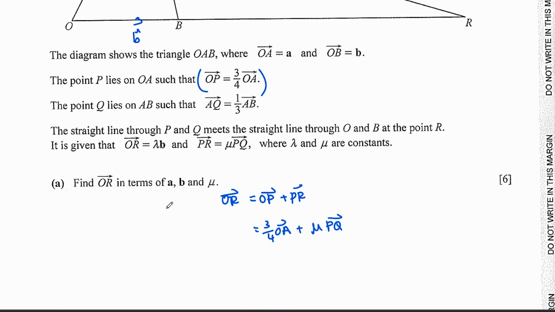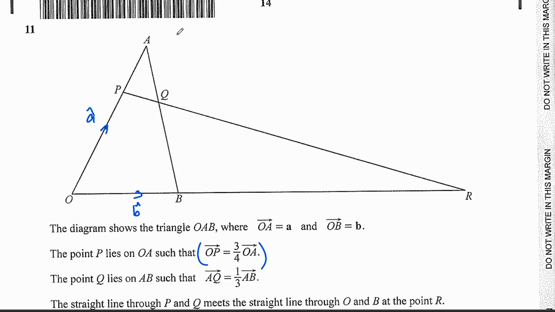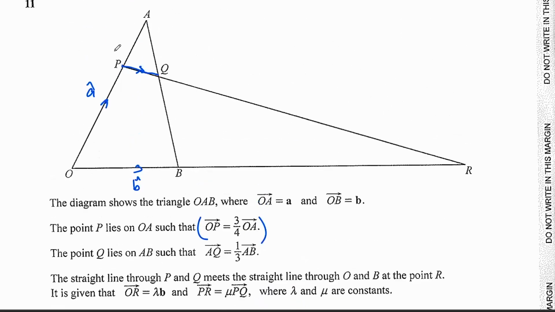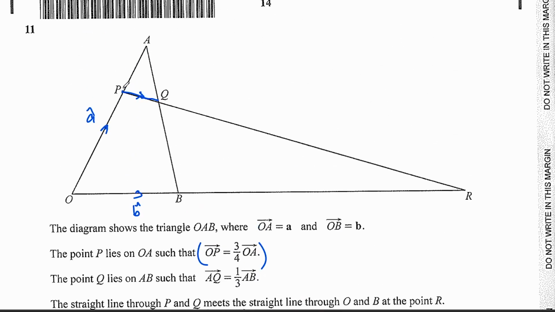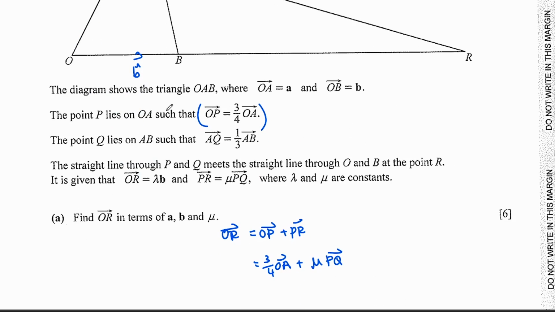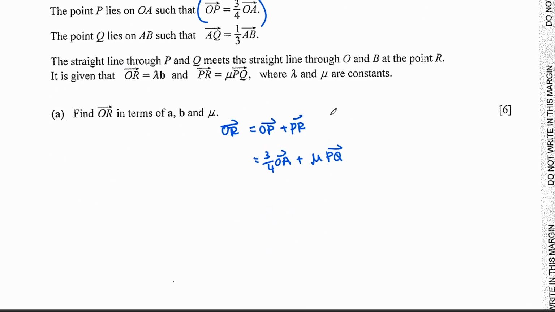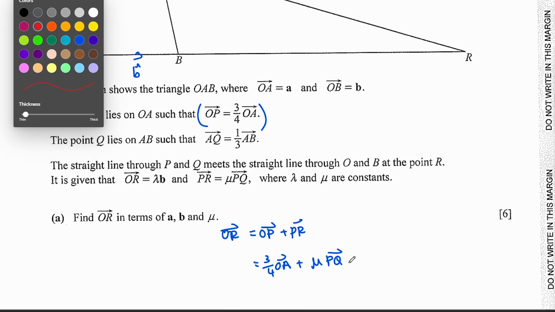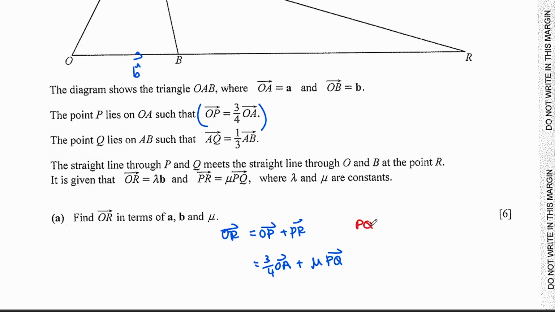Right, so I think OA we have it, but how do we find PQ? Right, so for PQ we can represent it as P to A and then A to Q. Right, so maybe I can write it at the side here. PQ, P to A to Q.